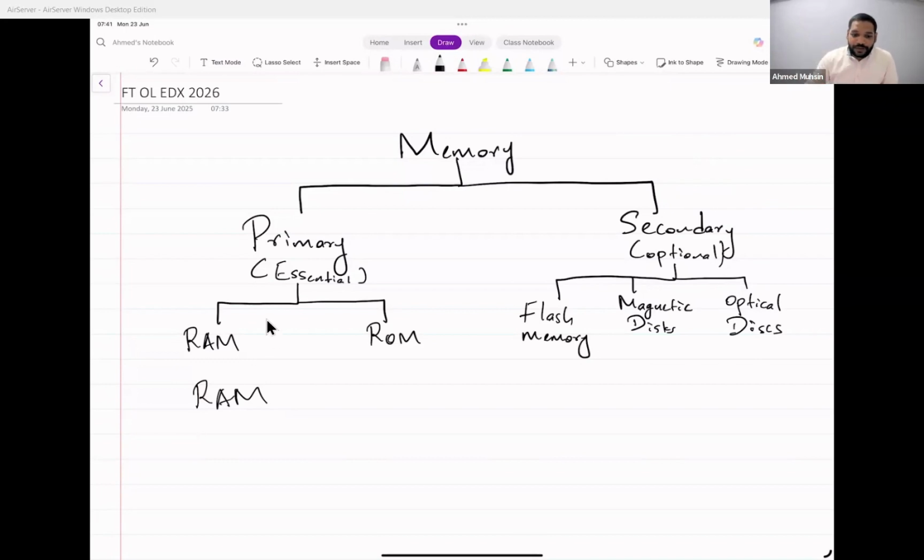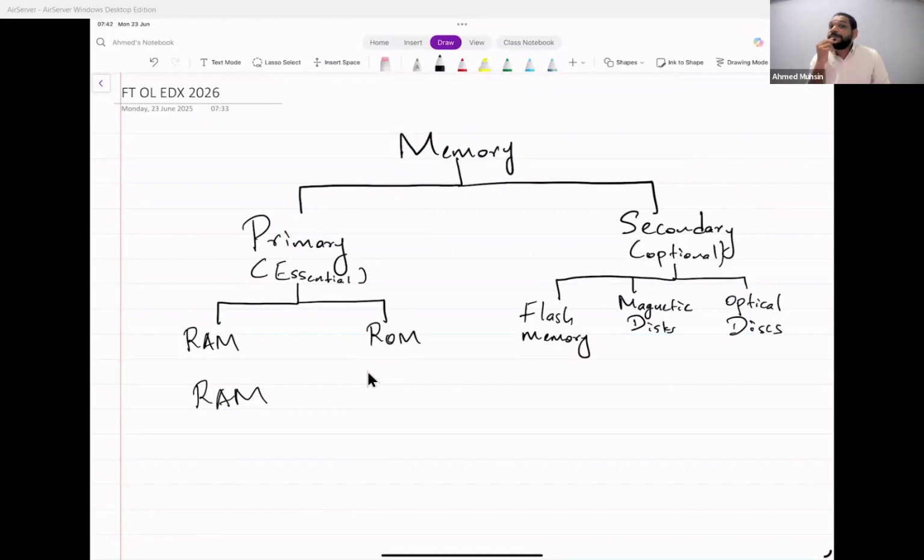Sorry. Under primary, we have RAM and ROM. I'm repeating myself again. Your RAM loads instructions from secondary memory. These instructions might be a software, might be a movie, might be a PDF document, might be a Word document. It takes instructions from secondary memory and gives it to your processor to process. Function number 1. Function number 2 was what?